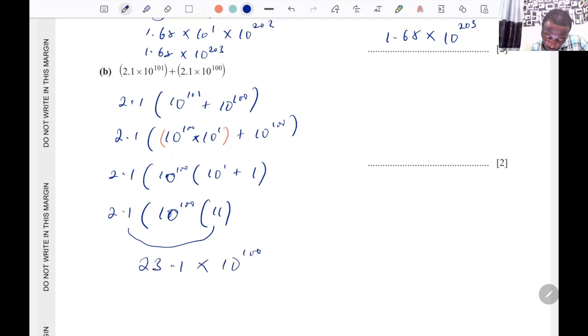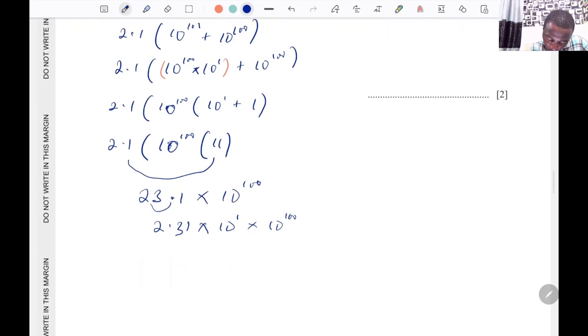Well, 23.1 is not in standard form, so the point has to move to after the first number, which is by 10. So I have 2.31 times 10 to the power of 1, then times 10 to the power of 100. When we bring that together, we have 2.31 times 10 to the power of 101. So my answer here is 2.31 times 10 to the power of 101.